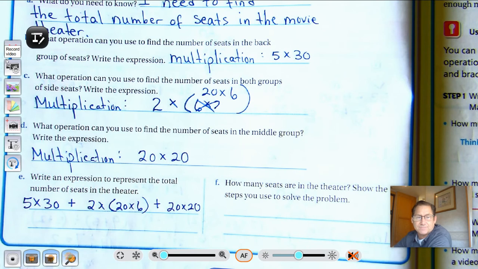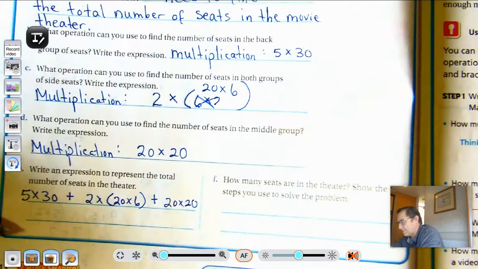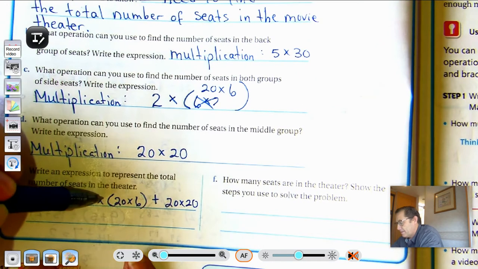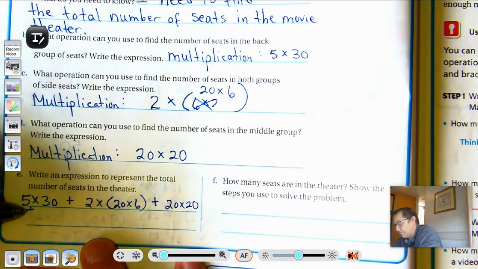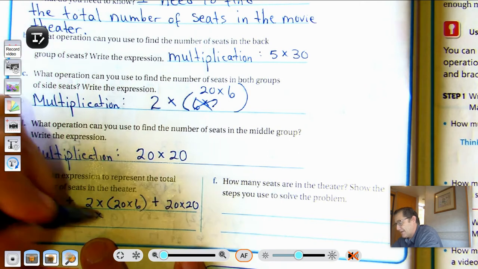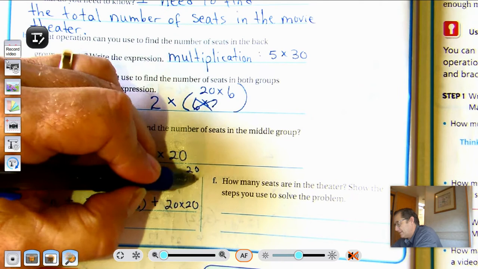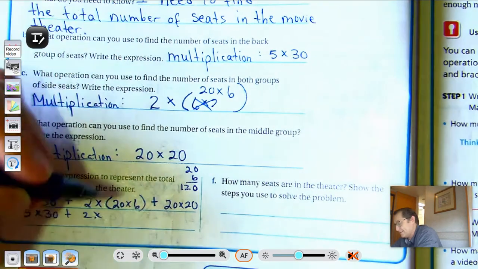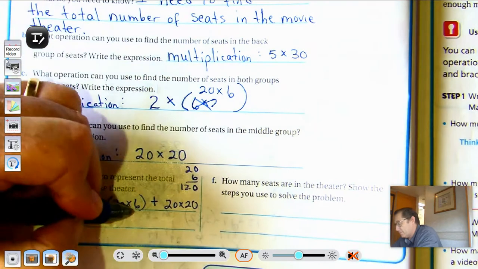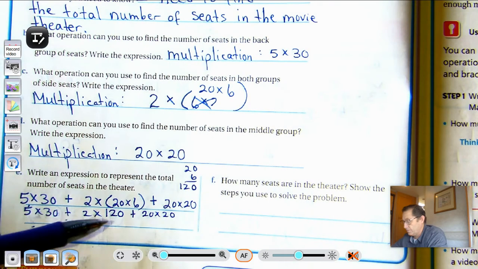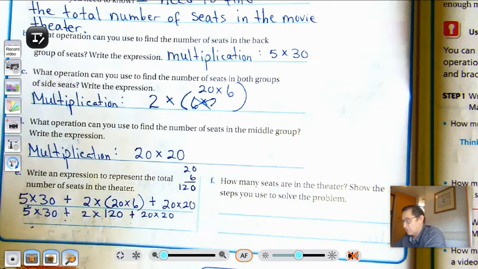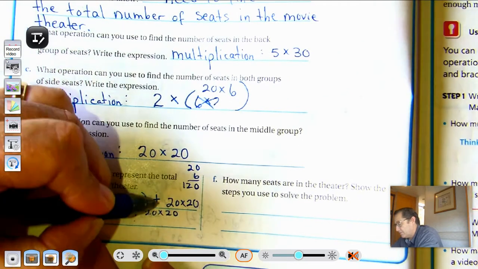How many seats are in the theater? Well, we know we have to multiply before adding, but I see a parenthesis, so I need to do that one first. So 5 times 30 plus 2 times, what is 20 times 6? 20 times 6 is 120. So 2 times 120 plus 20 times 20. Now I have multiplication, addition, multiplication, addition, multiplication. So I'm going to do all of these multiplication problems first.